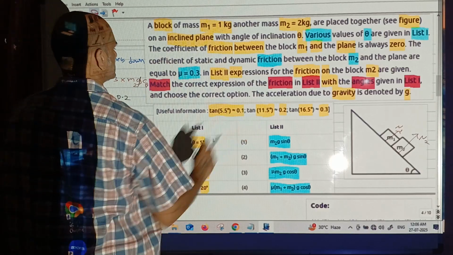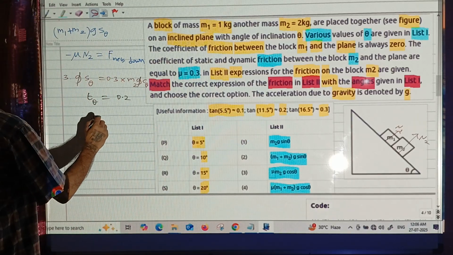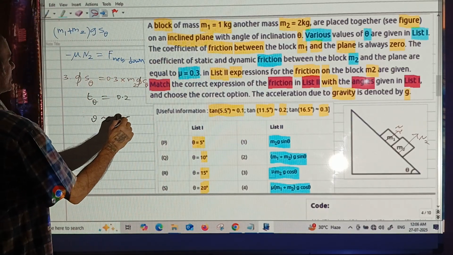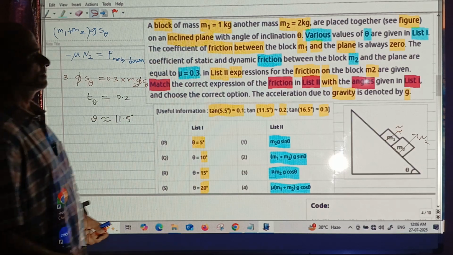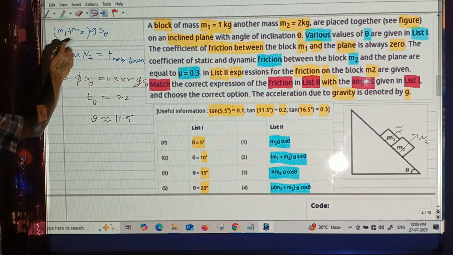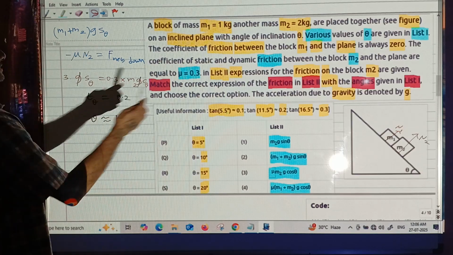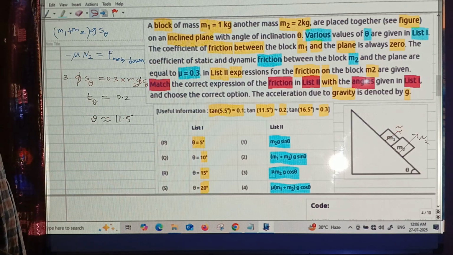And they have given this information. That means theta is approximately 11.5 degrees. So when theta is 11.5 degrees, the downward weight component, which is (M1 plus M2) g sin theta, and the upward friction force, mu into N2, are equal, and the blocks will be at rest.